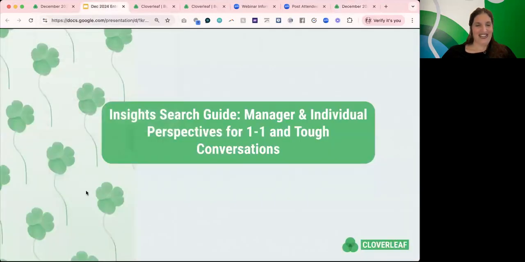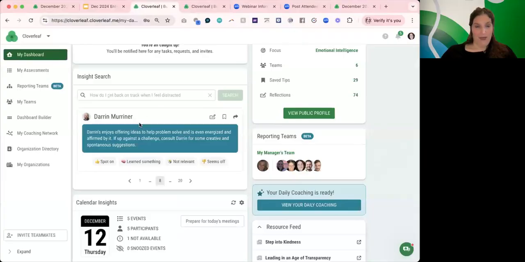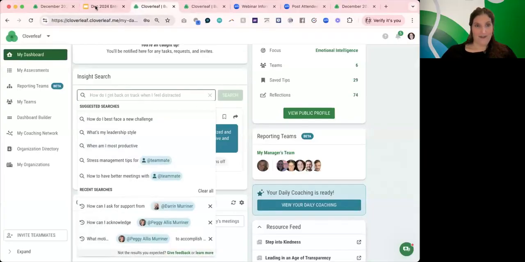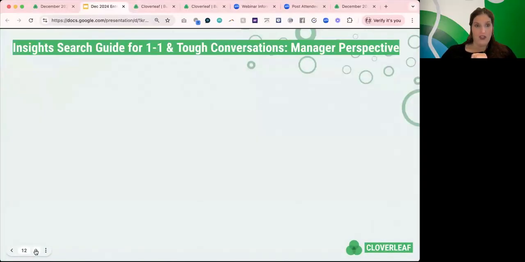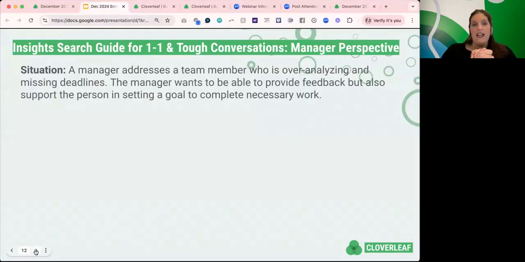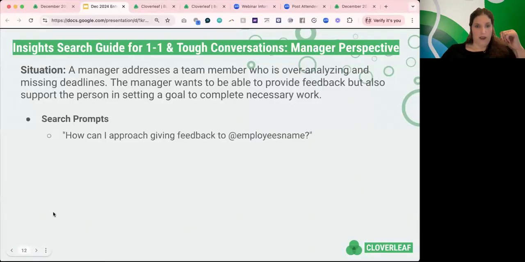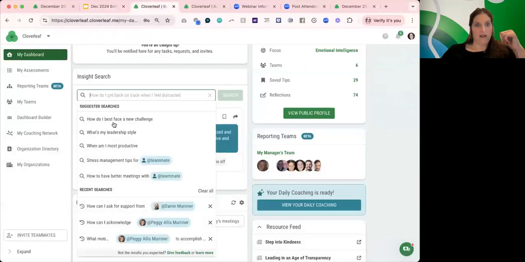No problem. All right, so we're now going to talk about insight search, and this is also on your dashboard. So we're going to hop in here, insight search. Okay, so we're going to take a manager and an individual perspective for one-on-one and tough conversations. So let's take a situation. A manager addresses a team member who's overanalyzing and missing deadlines. The manager wants to be able to provide feedback, but also wants to be able to support this person in actually setting some goals because they have to get their work done, right? So I don't want to just go in cold to this conversation. I actually want to do some search prompts. Like I want to actually prepare.